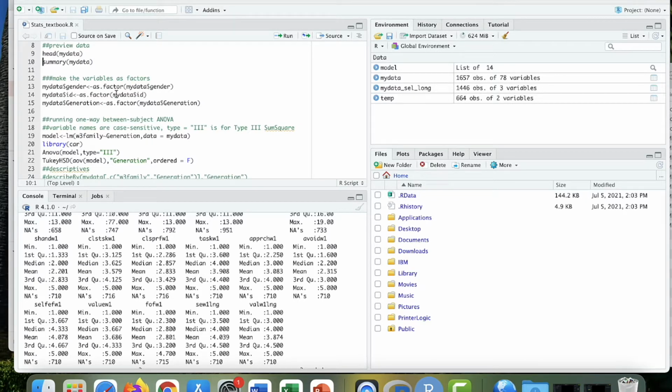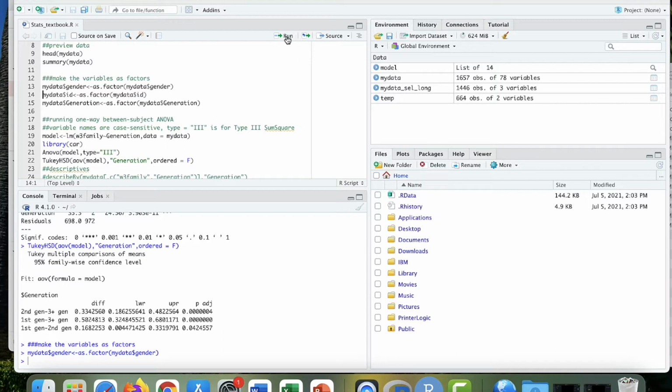Now I need to tell R that some of these variables in my data set are going to be factors, and by factors we just mean that they are going to be categorical variables. So I've got this green hashtag sentence that just describes what I'm doing. R won't run this. This is just a description for my own benefit. So we're going to make some of these variables factors. We'll start with gender and we'll run that.